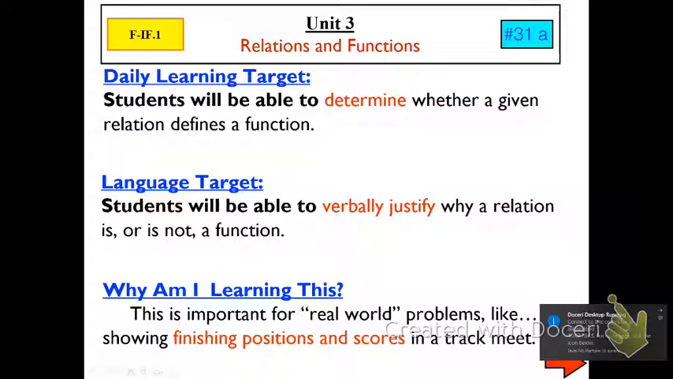This is important for real-world problems, like showing finishing positions and scores in a track meet.